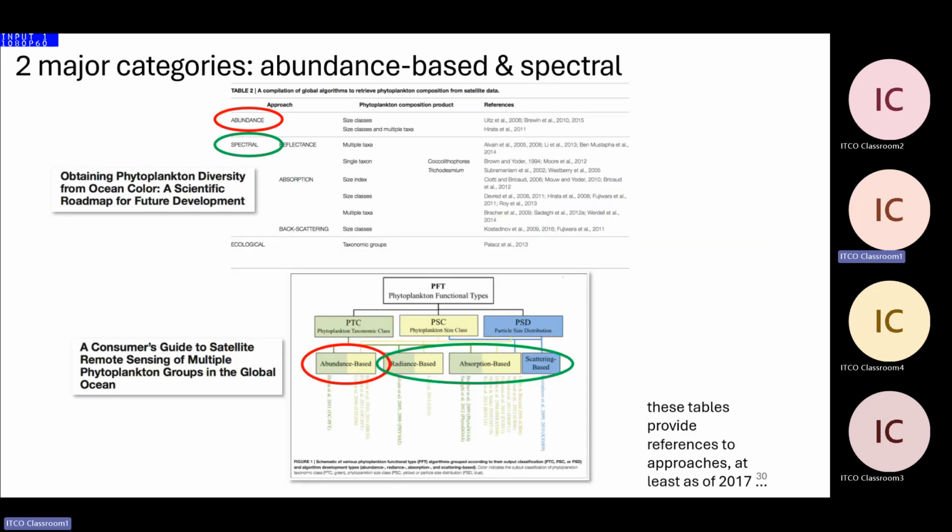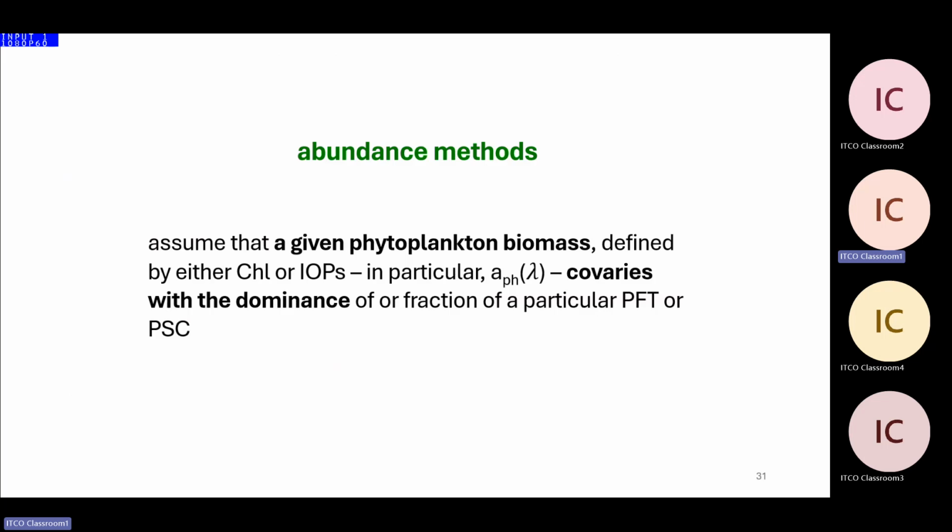So doing this from outer space, detecting phytoplankton from outer space, we have two main approaches. We can break them down into abundance approaches and what we call spectral approaches. And if we go back to that classification chart I showed earlier, from the consumer's guide to satellite remote sensing of plankton groups, we can start to break up the approaches for classifying phytoplankton in terms of these two remote sensing pathways.